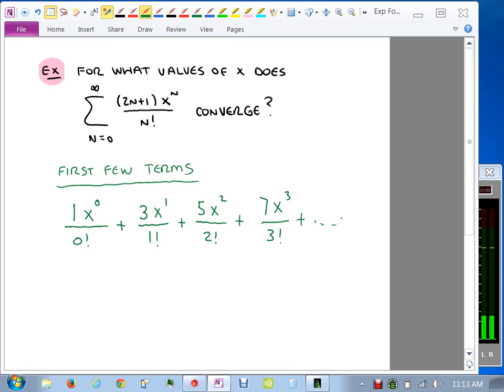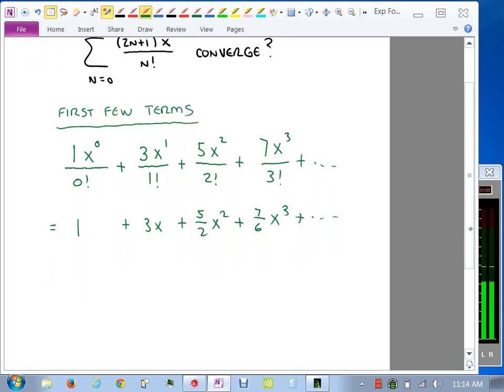That pattern continues. Which I could now say is just the same as 1 plus 3x plus, what's 2 factorial? 2, so 5 halves x squared plus, what's 3 factorial? 6, so 7 sixths x cubed plus ... Now again, this is just so that we get used to seeing a power series written out, so that we could go back from this and try to recover the summation notation of this power series. The more we look at them, the better we get at it.